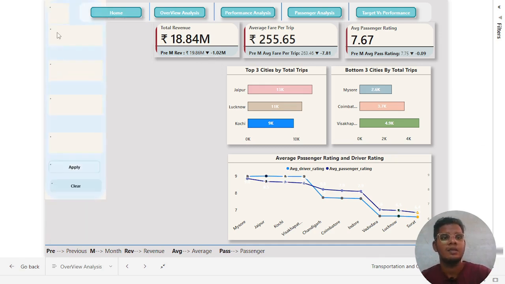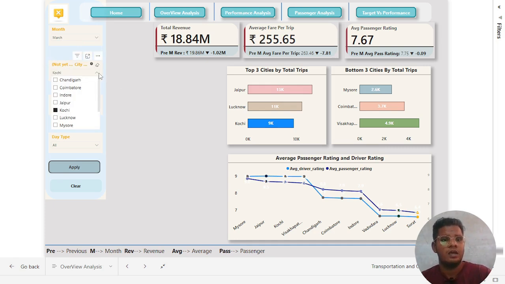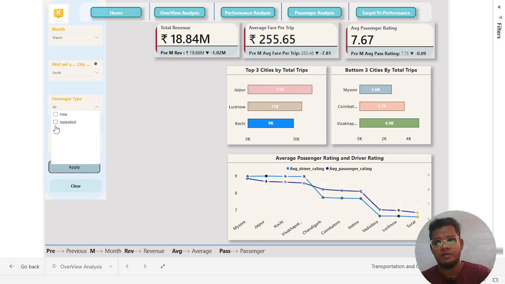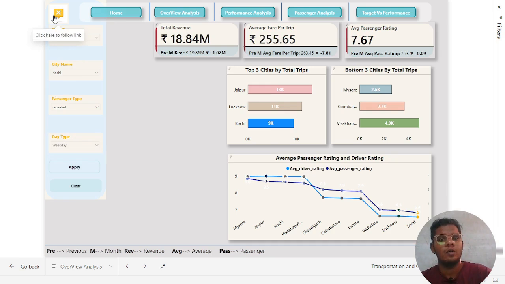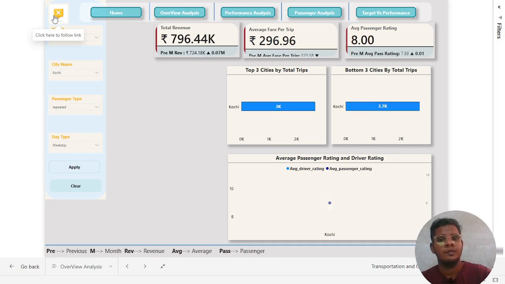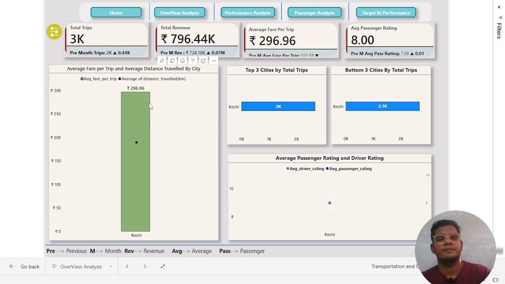Before that, we have to be clear about the slicers. Just like the slicer is for March, and then for example, if you want to slice only Kochi in the month of March, and only the repeated passenger type. There are two types of passengers: new passengers and repeated passengers. And then day type is weekend or weekday. Let's say weekday, and then if you click the play button, the whole dashboard indicates the things we just clicked.